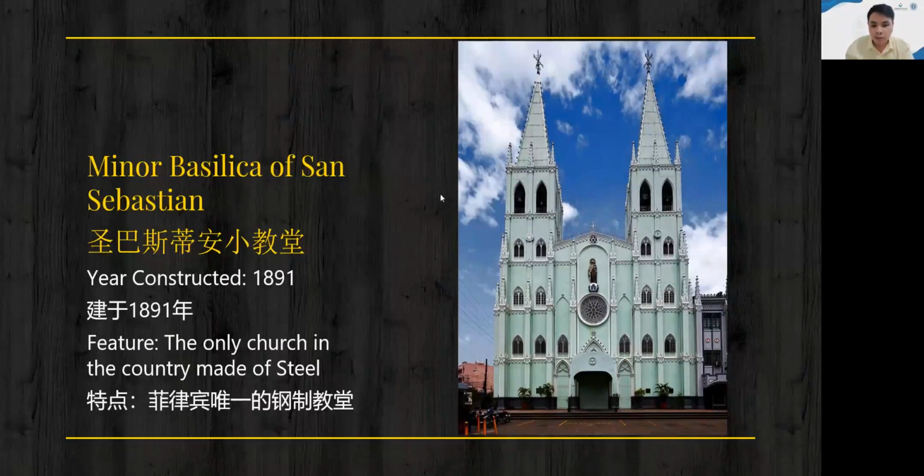This is located in Manila. The main feature of this structure is that it is the only church in the country made of pure structural steel. So all the doors, all the walls, all the columns and beams inside this church are made of steel.